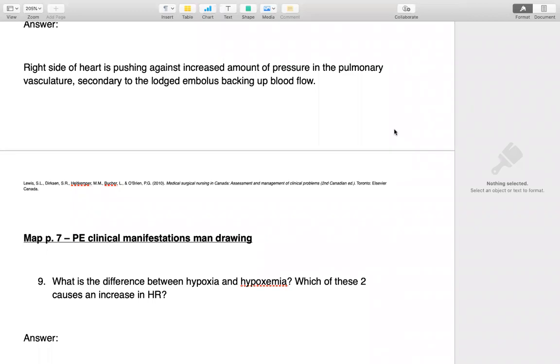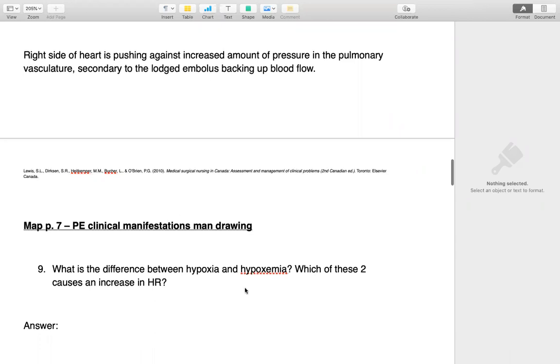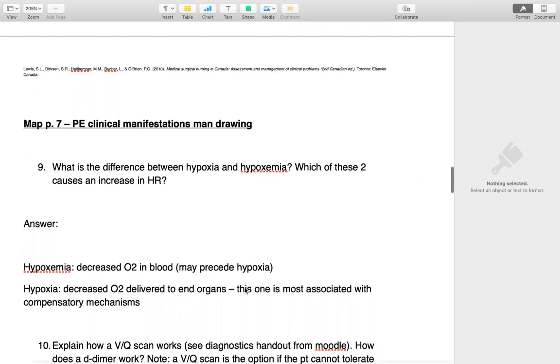Okay, so question 9 we already talked about. What is the difference between these two? Which of these two would you expect to cause an increase in heart rate? Well, hypoxemia usually precedes hypoxia. Hypoxia is the one that gives you the symptoms.